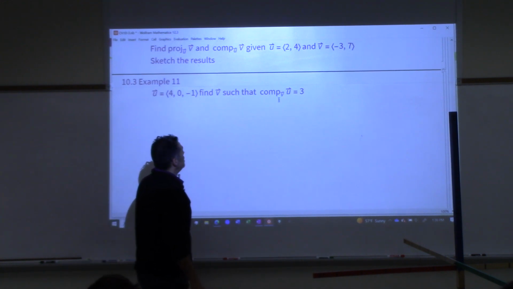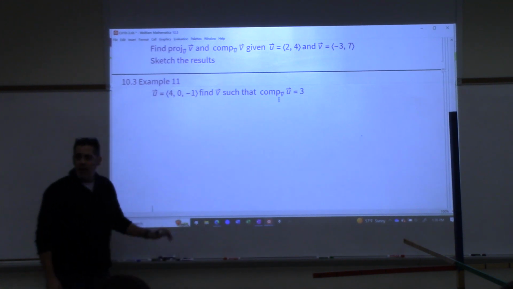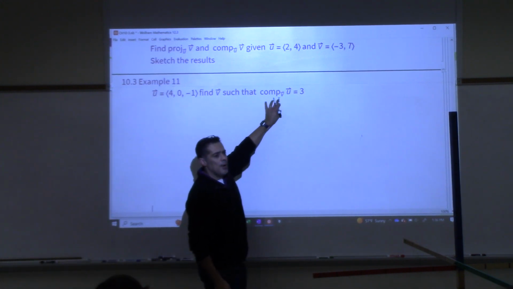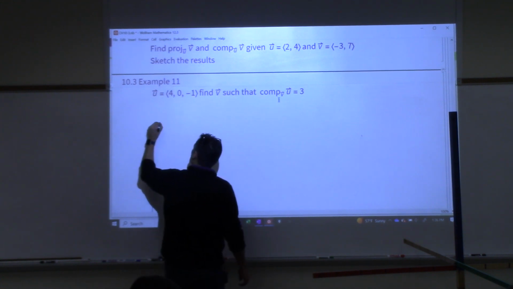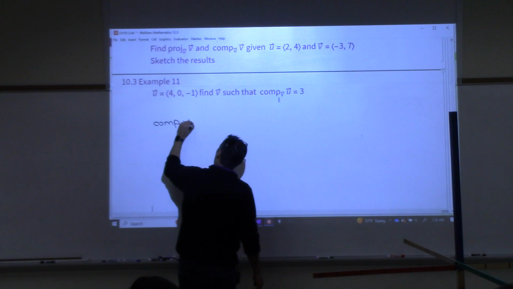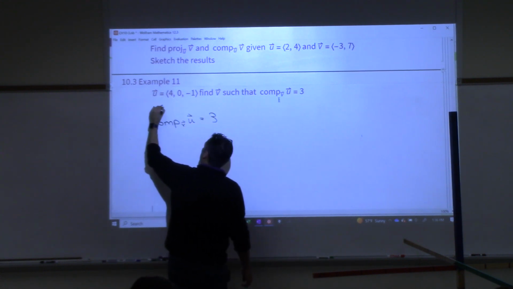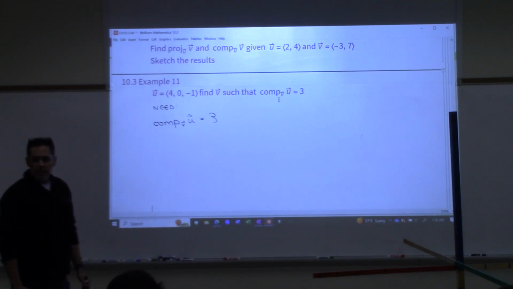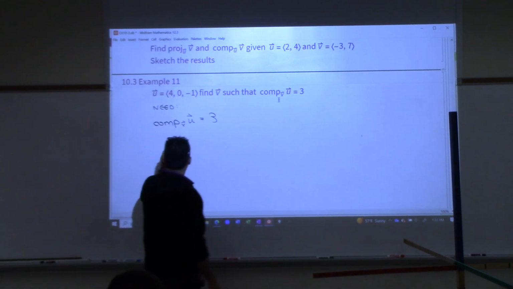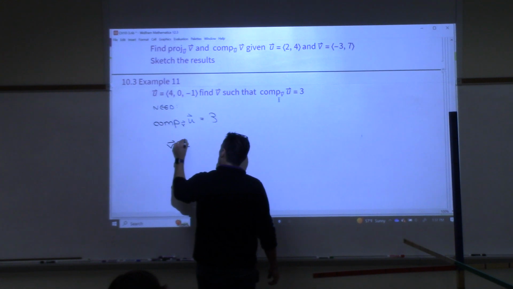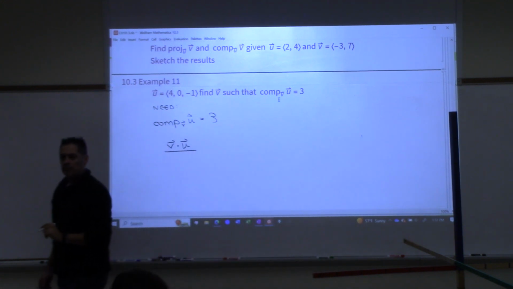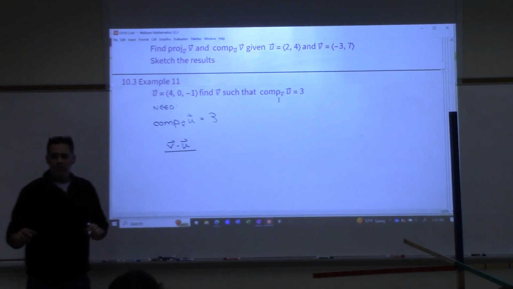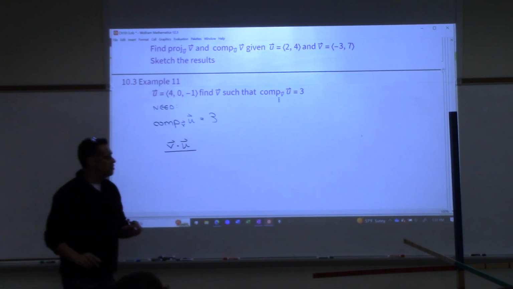All right, so let me just go after this. I want the component of u onto v to be equal to 3. So I'm going to start by writing down the definition of the component of u onto v. We need, or we want, the component of u onto v to be equal to 3. By definition, the left side is v dotted with u over the magnitude of v.